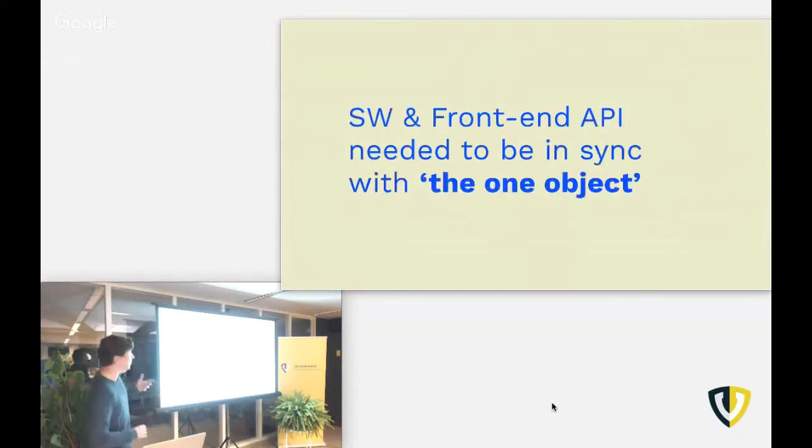So also we had the one object, and the service worker and the front-end API needed to be in sync with the one object. It was hard to keep track of the changes that we made, and of course during development I made a little change here, maybe my colleague made a little change there, and then somehow it looked like it worked but it didn't. So this was maybe a bad design choice.